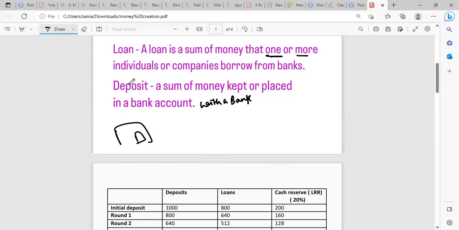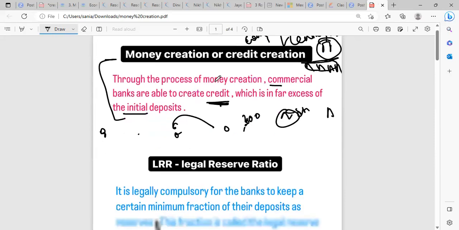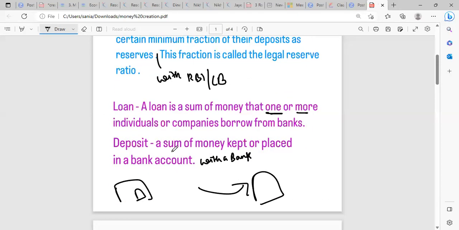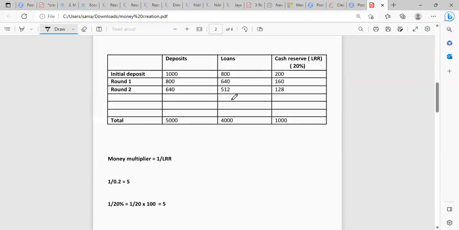So whenever you take money from the bank, that will be a loan. But when you keep your money with the bank, that will be a deposit. That is the total money kept or placed in a bank account with a bank. Clear? Yes, ma'am. So first write money creation, then LRR, then what is loan and what is deposit. Then we will start with the money creation part.